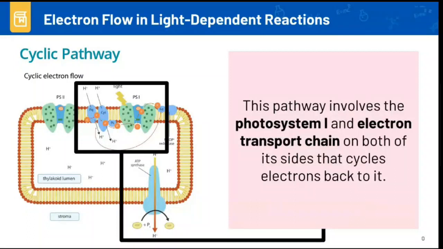Now, the resulting hydrogen ion gradient drives ATP formation just as it does in the non-cyclic pathway. Oxygen does not form either because photosystem 1 does not rely on photolysis to resupply itself with electrons. Now, this cyclic pathway is also found to have a contribution to your photoprotection.